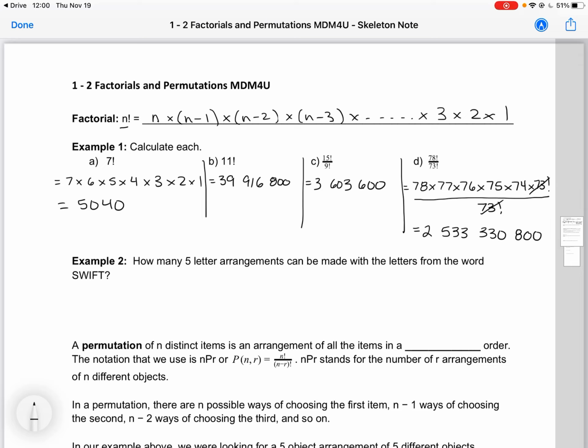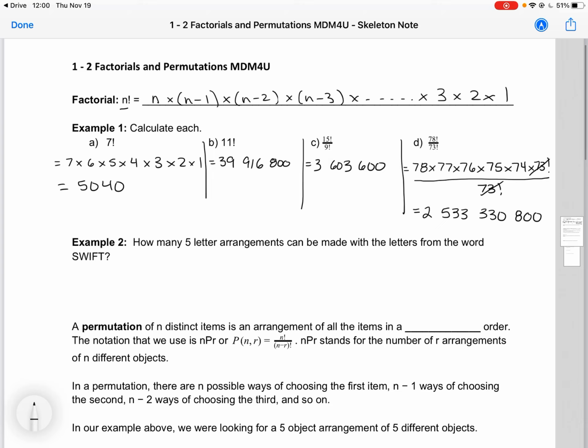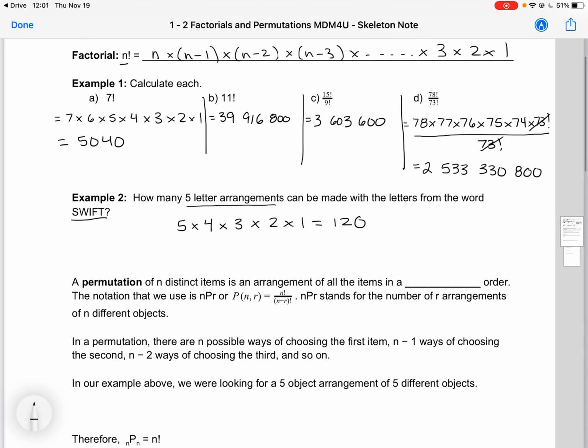So let's look at some permutation questions now where we're going to use factorials. Example 2 is a bit of a review from the fundamental counting principle. How many 5-letter arrangements can be made with the letters from the word Swift? So this is like the book question in the video 1.1 fundamental counting principle. For the first letter, I've got 5 choices to choose from. Now that I've already used a letter, for my next spot, I've got 4, 3, 2, and then 1, which gives me 120. So these 120 represent permutations.